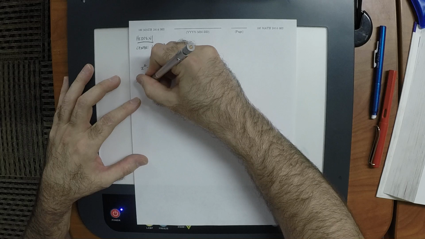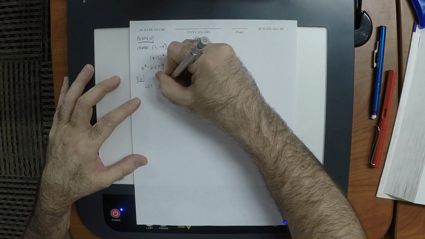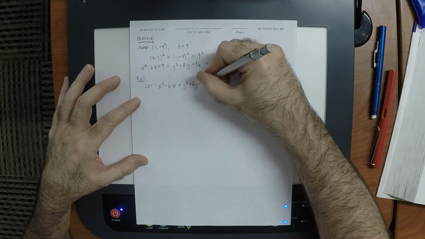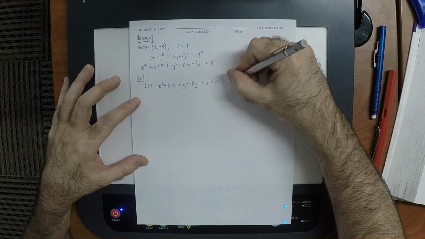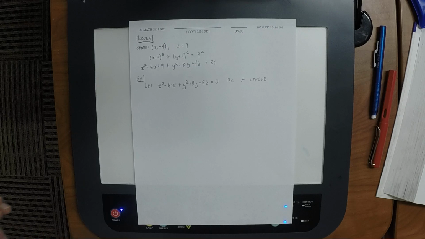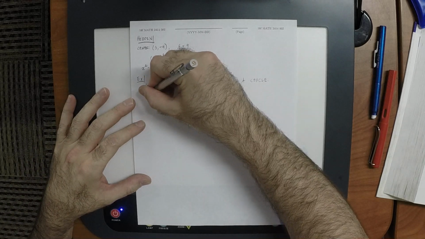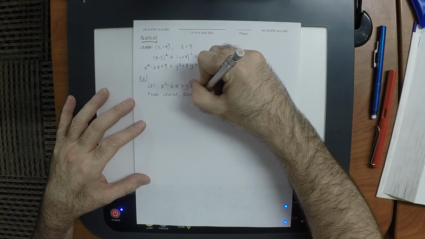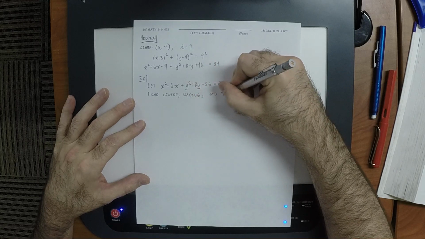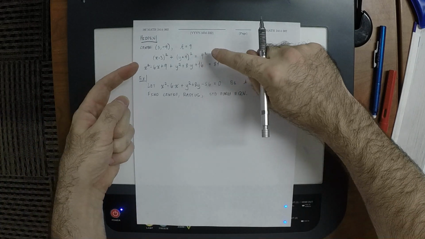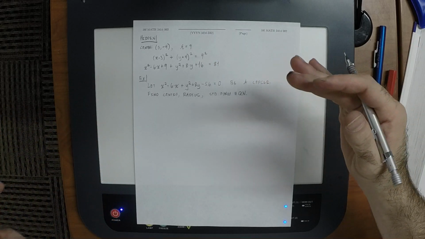So here's the question. Suppose I say let x squared minus 6x plus y squared plus 8y minus 56 equal to 0 be a circle. Okay, that's the equation for a circle. What you need to do is find the center, radius, and standard form equation. Now, it's a little bit disturbing that literally the answer is right there, but understand that when you're faced with such an exercise, it's not going to be there.